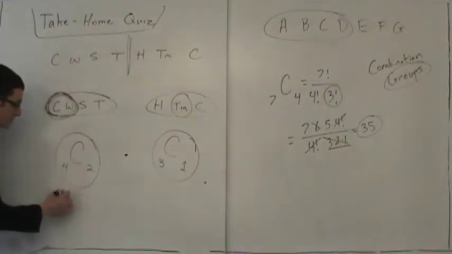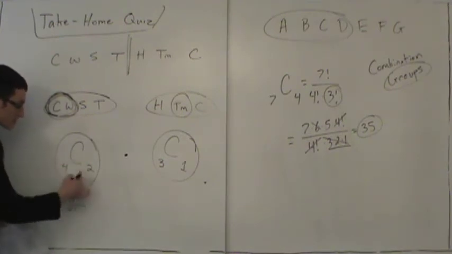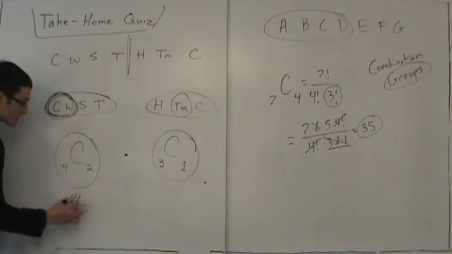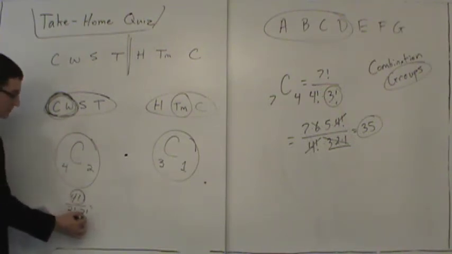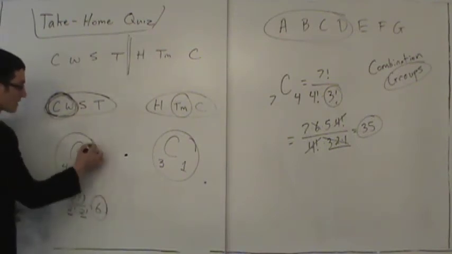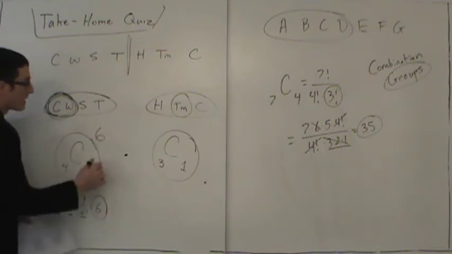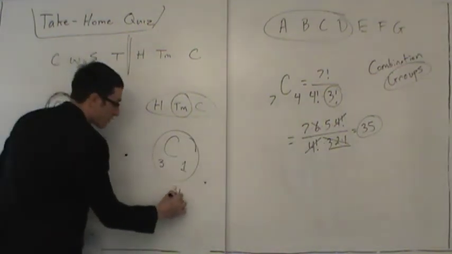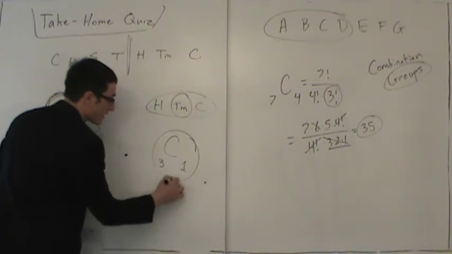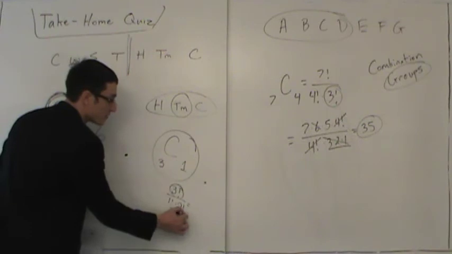So combination 4 choose 2, we end up with 4 factorial over 2 factorial multiplied by, subtract the 2, 2 factorial. Notice this is 24 divided by 2 times 2. 2 times 2 is 4. 24 divided by 4 is 6. So we get a total of 6 ways that this can happen. I'm just going to put the 6 up here. And 3 factorial over 1 factorial multiplied by, subtract the 1, 2 factorial, we get a total of 6 divided by 2, which is 3.